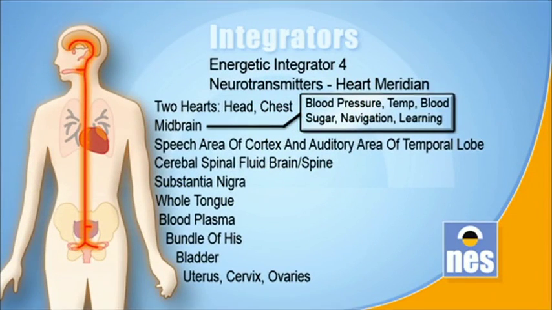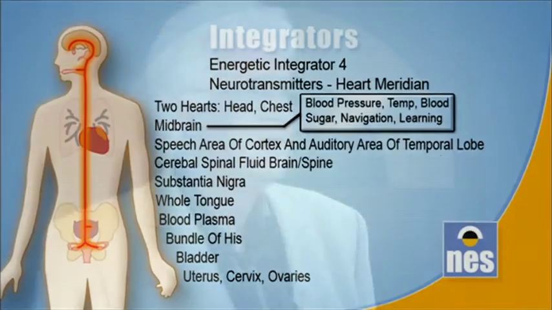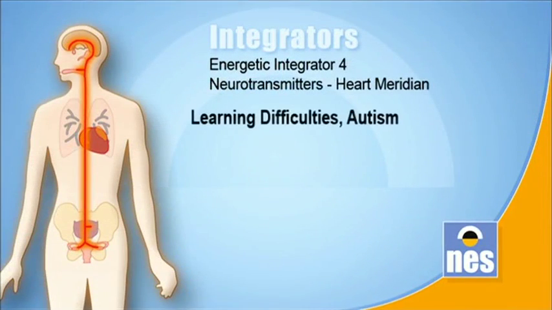Then we get the uterus and cervix and the ovaries, inner and outer parts of the ovaries, and we have to say that this looks like a female. I call them female meridians because they go specifically to female bits. This integrator gets upset all the time. We need to look at it carefully all the time for people with learning difficulties, autism. Okay, very important. And there is another factor. It's easy to upset Integrator 4.